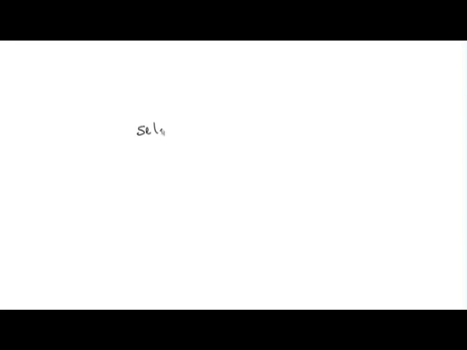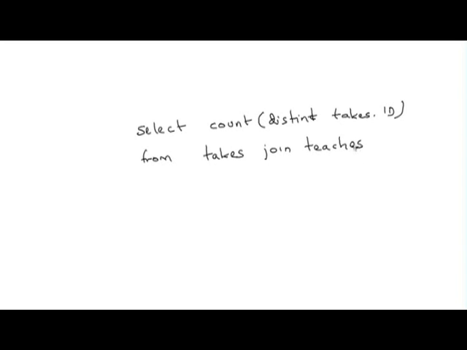So the query is actually simple. Let me flip back to the whiteboard in just a second. So the query is, select count distinct takes dot ID, because I only want to count students, from takes, but I can't do natural join because extra attributes would be equated. However, I can use the join using: takes join teaches using the common attributes. What are the common attributes? We have course ID, section ID, year, semester.